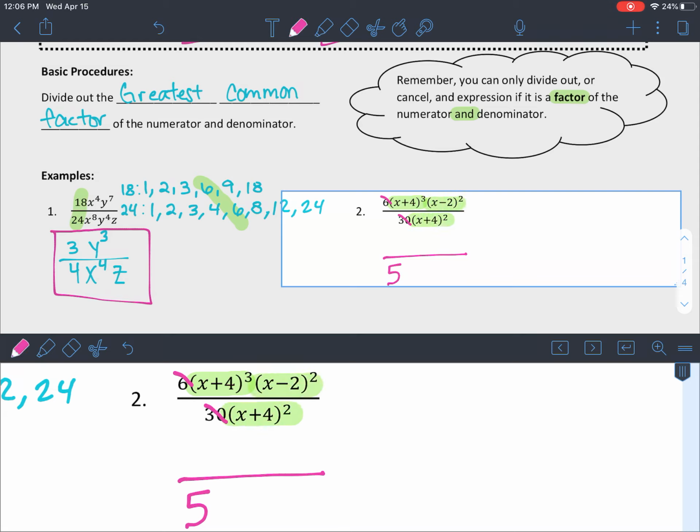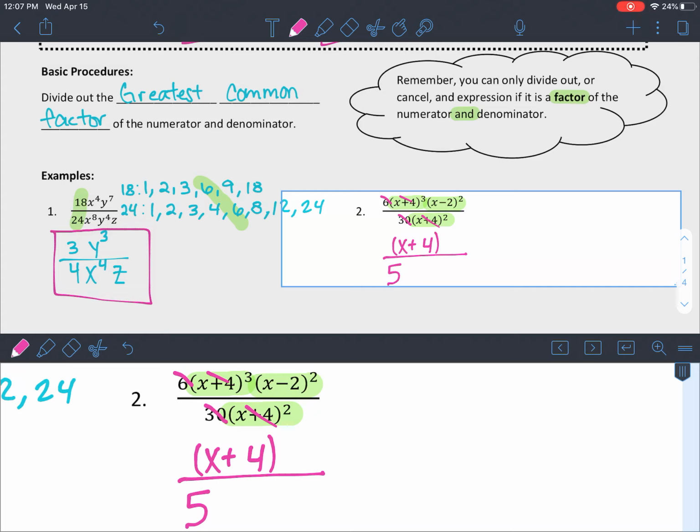I'm going to ask myself, are there any common things happening? Is there an x plus 4 on the bottom as well? Is there an x minus 2 on the bottom as well? Well, there's x plus 4's on the top and the bottom. The top has 3, the bottom has 2. So there's more on the top than on the bottom, and just by 1. So if I were to cancel these out, I'm still going to be left with an x plus 4 on the top.